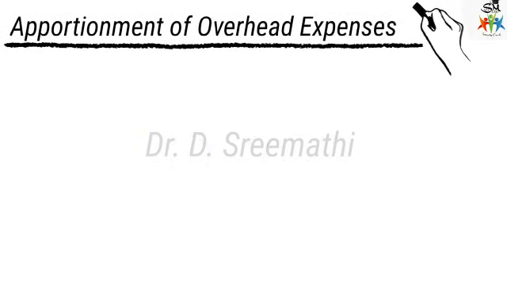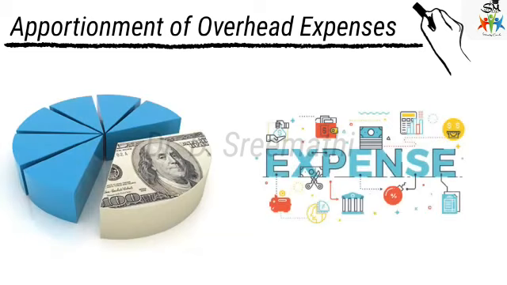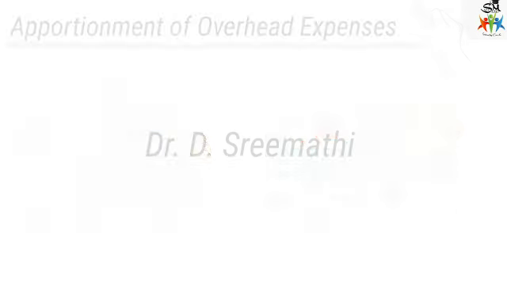Today we are going to see the preparation of the apportionment of overhead expenditure. In the last video we have seen how it should be apportioned, that is, how the total overhead expenditure is divided into different departments. In today's class, with the actual problem, we are going to see how it is going to be divided among the departments. Let us see with the problem.